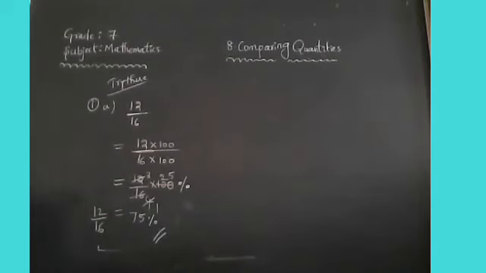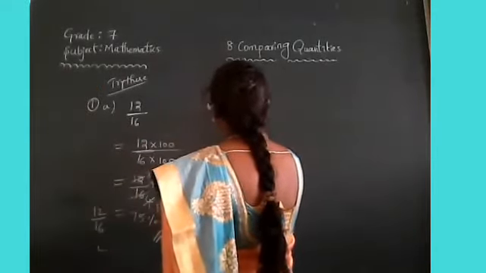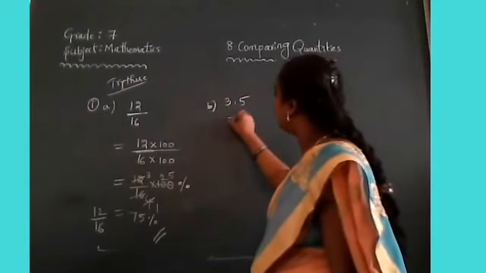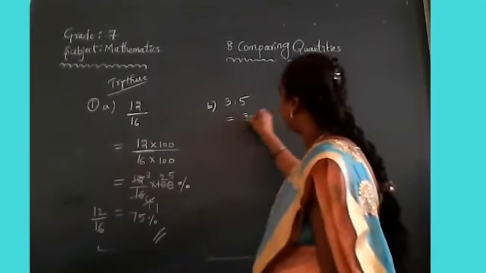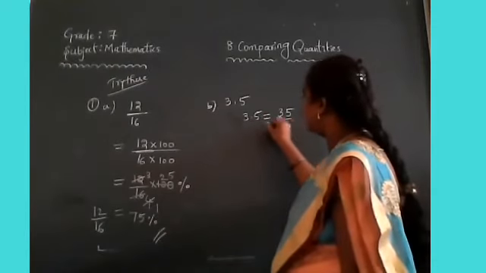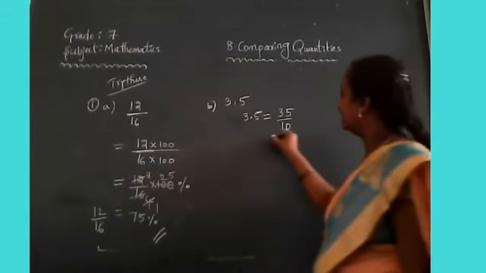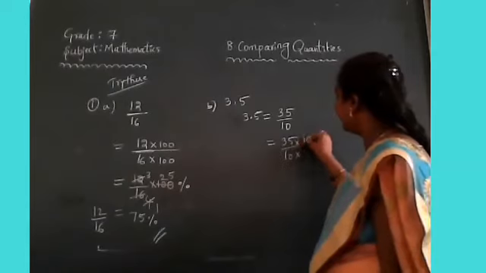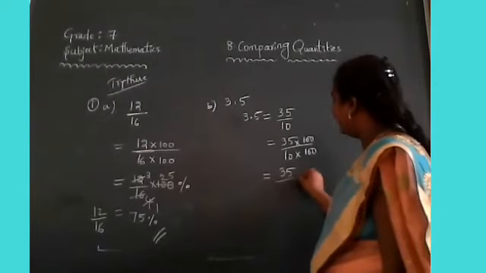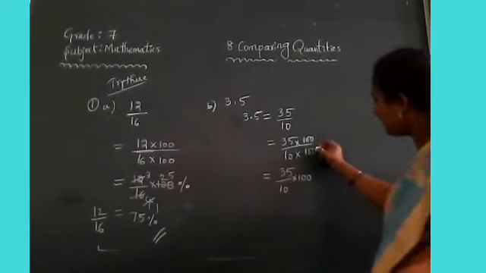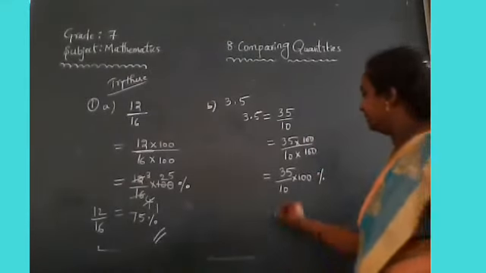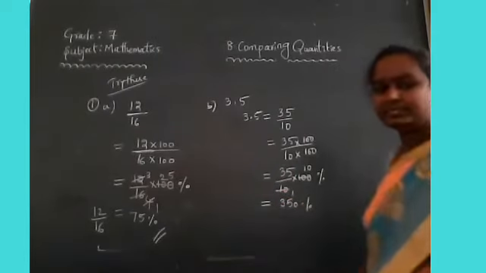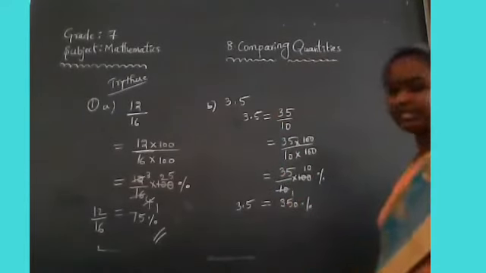Next, write 3.5. Which type of number is 3.5? It is a decimal number. We have to convert decimal to percentage. So first write this one as a fraction. 3.5 is equal to 35 by 10, because the place value of 5 is tenths. Does the denominator have 100? No. Then multiply the numerator and denominator by 100. Then 35 by 10 into 100. Here I am dropping 1 by 100, so that is percent. 10 ones are 10, 35 into 10 is 350. What is the percent here? 350%. 3.5 is 350%.